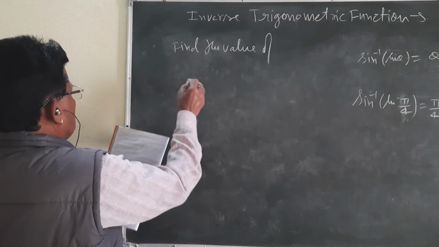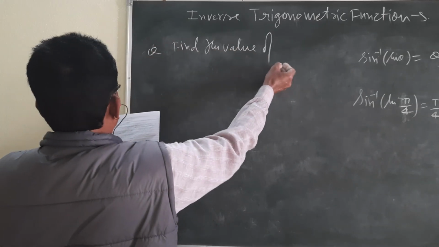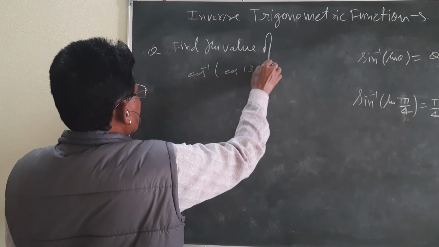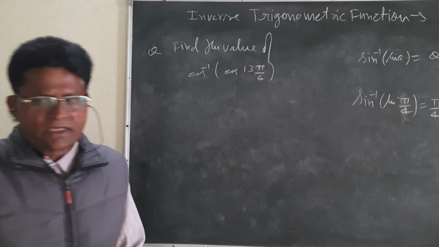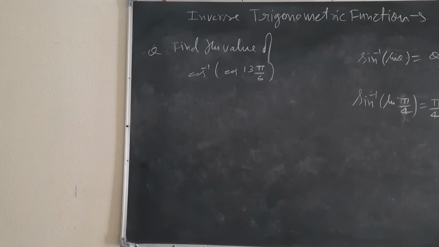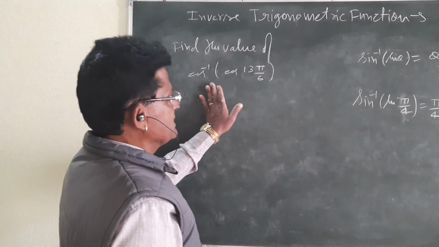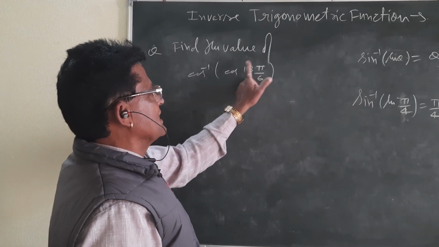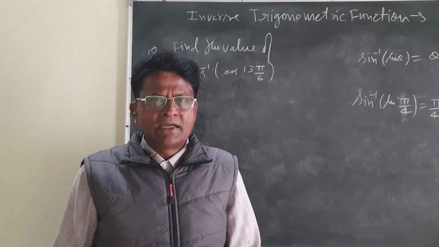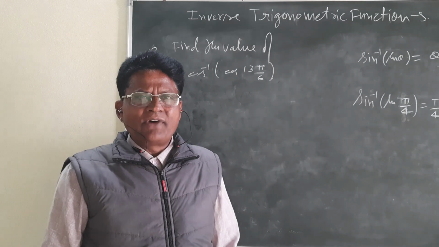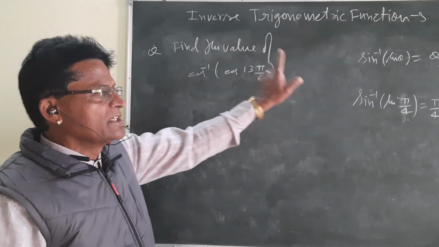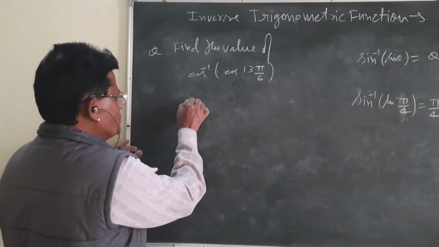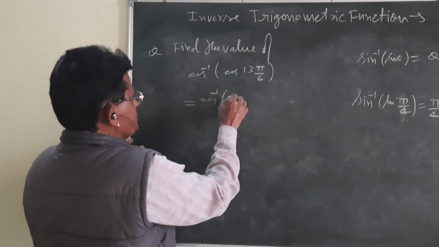Question: find the value of cos inverse cos 13 pi by 6. This question is generally asked in CBSE question papers, and what do students do? Sin inverse sin theta is equal to theta. Similarly, cos inverse cos, they will write 13 pi by 6. That is the answer. But it is not the answer. Why is it not the answer? You see, 13 pi by 6 does not lie in the interval 0 to pi. That is why you must bracket cos inverse cos.